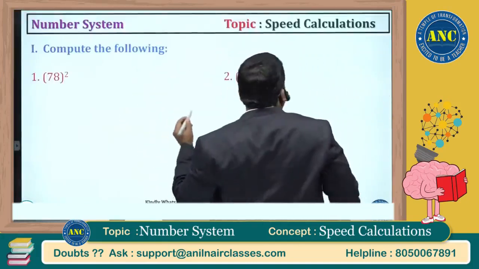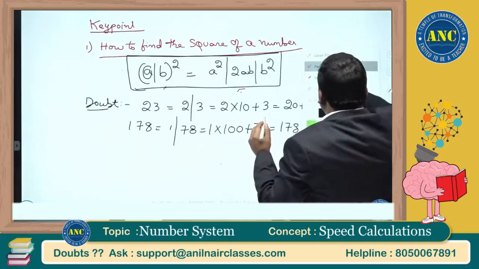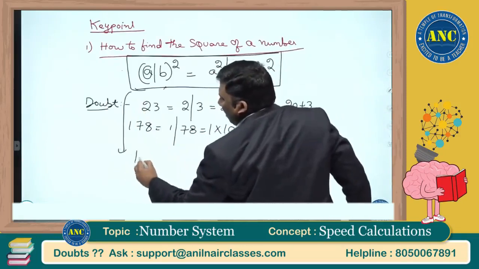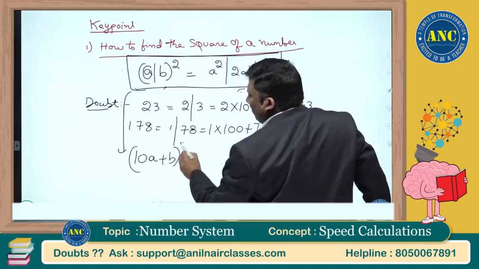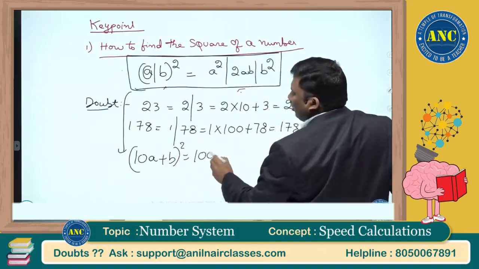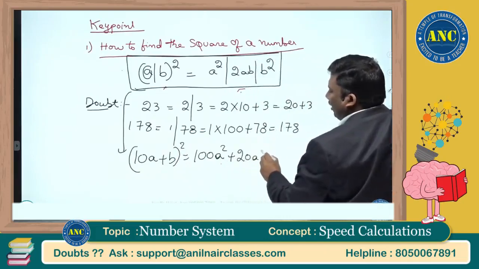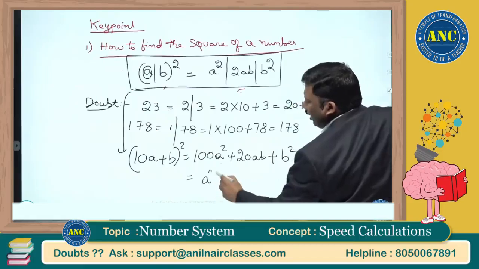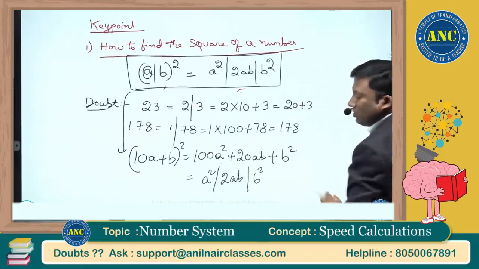Actually, what am I doing? This is nothing but a into 10, (10a plus b) whole square, which is nothing but 100a square plus 20ab plus b square. So what am I doing? a square slash 2ab slash b square.